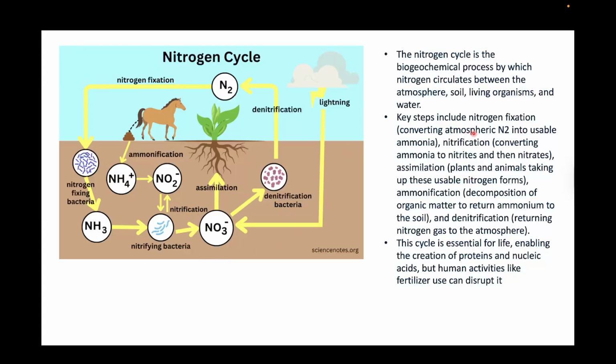Key steps include nitrogen fixation in the presence of lightning, converting atmospheric nitrogen into ammonia, and then nitrification, converting the ammonia to nitrites and nitrates, and assimilation by the plants, ammonification, decomposition of organic matter, and denitrification, returning the nitrogen gas to the atmosphere. This cycle is essential for enabling the creation of proteins and nucleic acids, but human activities like fertilizer use can disrupt it. So this is the nitrogen cycle, an essential part of which is the nitrification reaction, the conversion of ammonia to nitrite and nitrate.